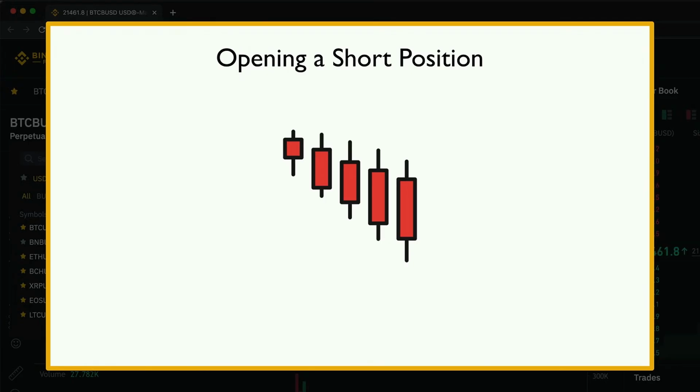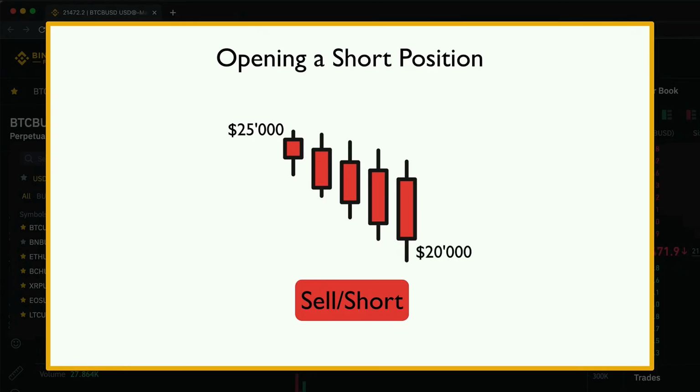So for example, if we expect the Bitcoin price to fall, we will go short on a future. So let's say the current Bitcoin price is $25,000 and we go short one Bitcoin. That means that we agree to sell one Bitcoin at $25,000 in the future. If Bitcoin actually falls to $20,000 until the delivery date of the future, we'll make a $5,000 profit.